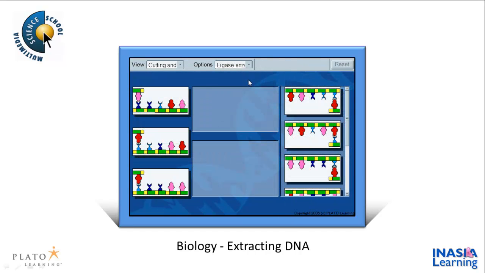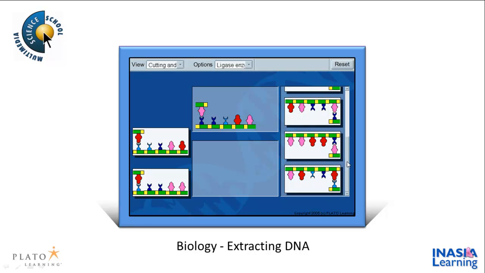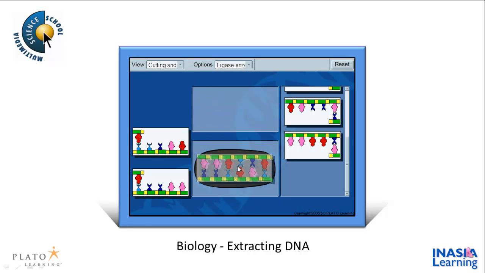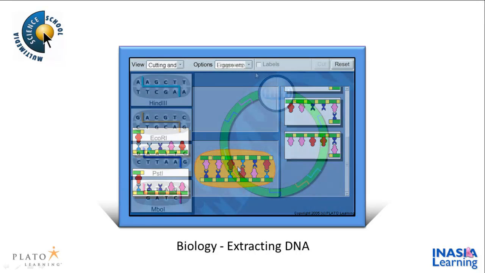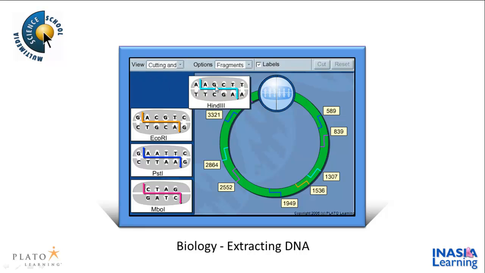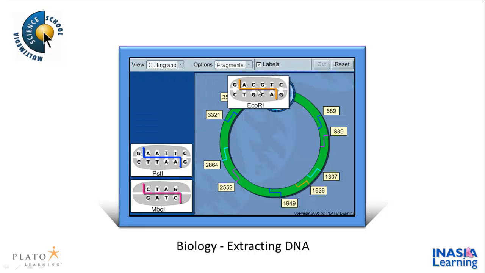The student is then challenged to pair up the 3 fragments of DNA on the left side of the screen with their complementary partners on the right, using ligase enzymes. Then the student assumes the role of a genetic engineer and has to select combinations of restriction enzymes in order to extract particular fragments of DNA from a plasmid.